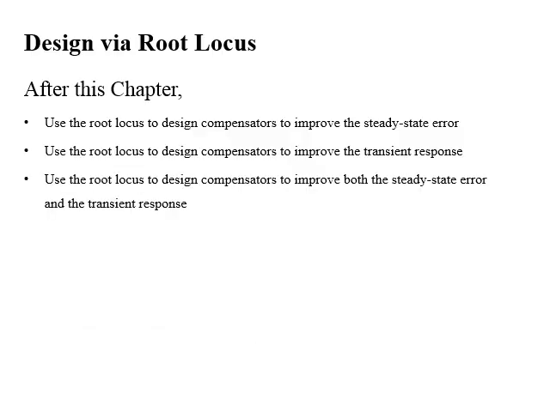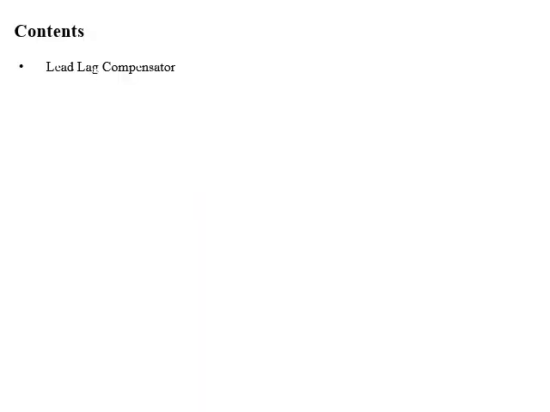Dear students, after this lecture, you will be able to design a compensator to improve both steady state error and transient response of a closed loop system. Contents of this lecture are design of lead lag compensator for a closed loop system.